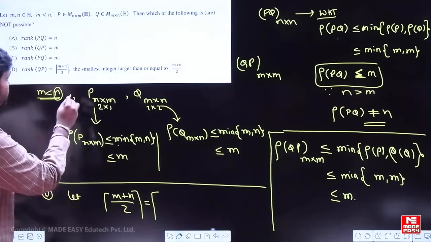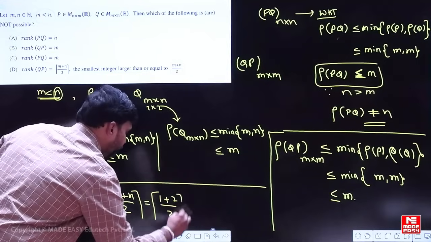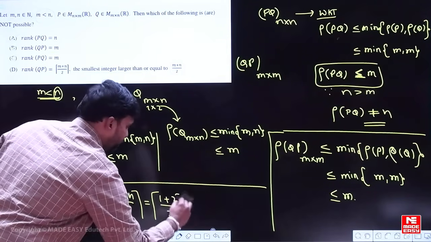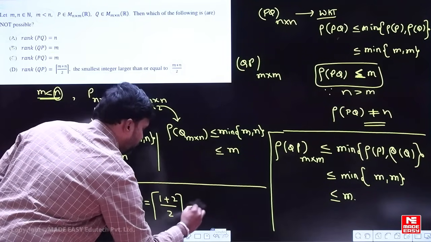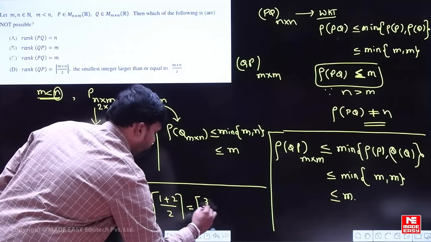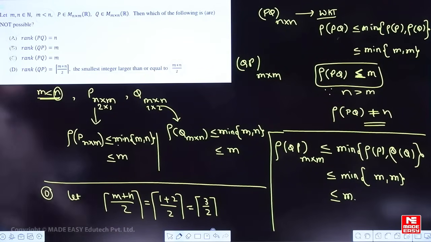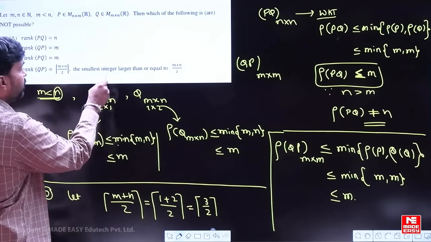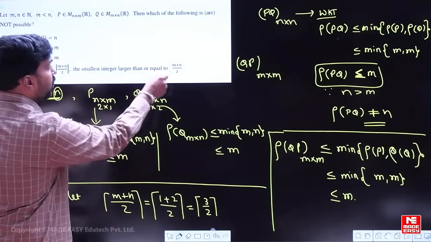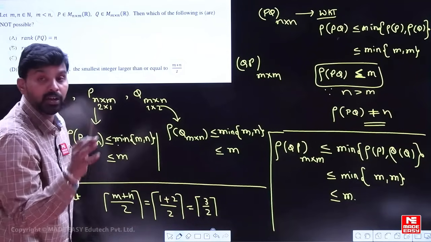So it is m equal to, you take it as here (1 plus 2) by 2, right? So if I get this value, it is the ceiling of 3 by 2, right? Ceiling of 3 by 2. According to this definition, the smallest integer larger than or equal to this. So larger than or equal to this means it can be 1.5.